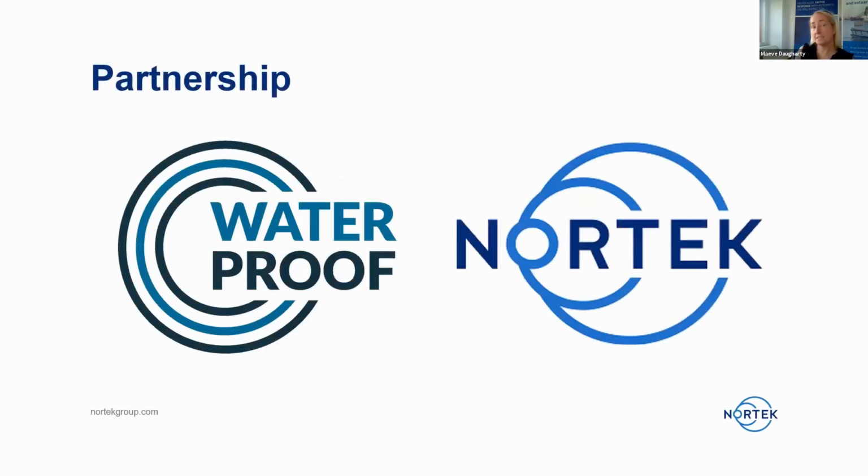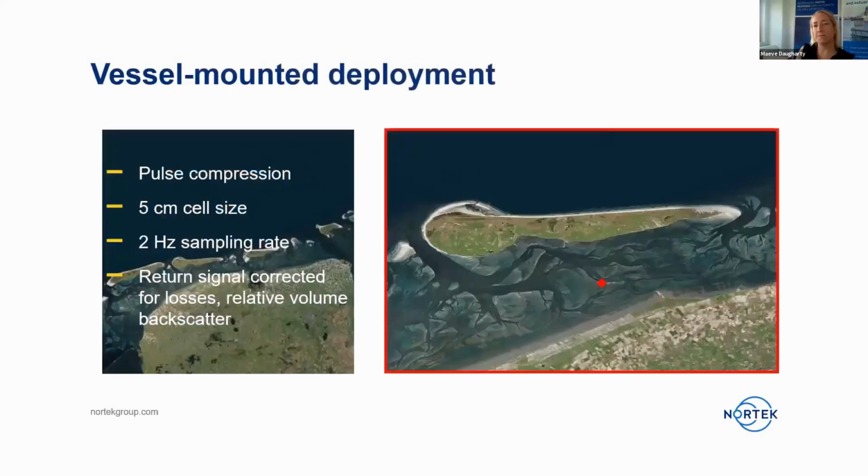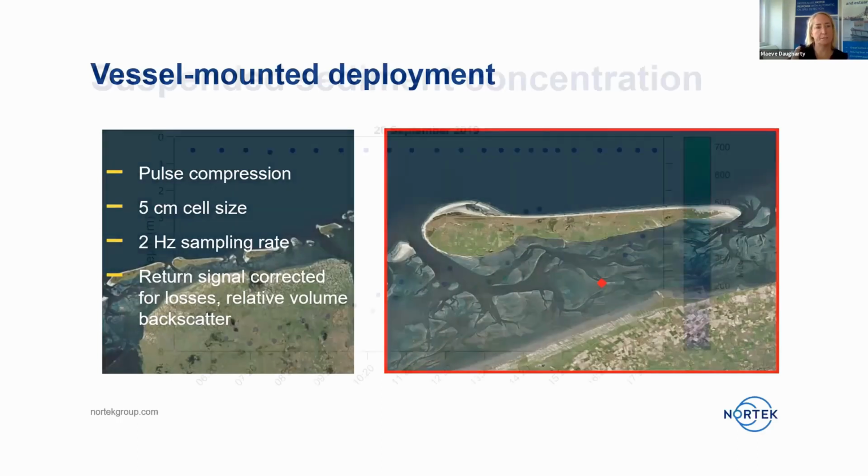So to test the success of this technology, Nortek teamed with Waterproof, and now we're going to look at some of the data from the measurement campaigns that Joost described. From the vessel-mounted deployment, we'll be looking at echosounder data. The echosounder was set to pulse compression with a 5-centimeter cell size and a 2 Hertz sampling rate, and the return signal was corrected for losses. So we'll look at relative volume backscatter.